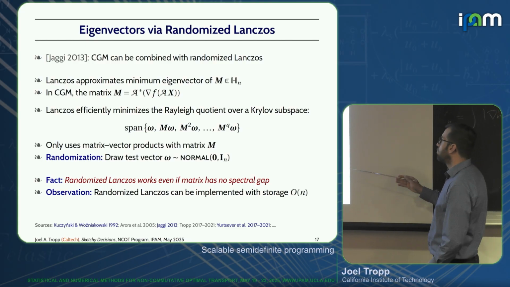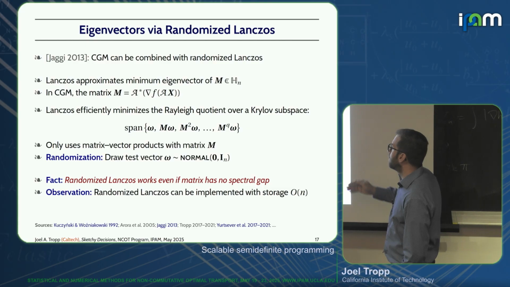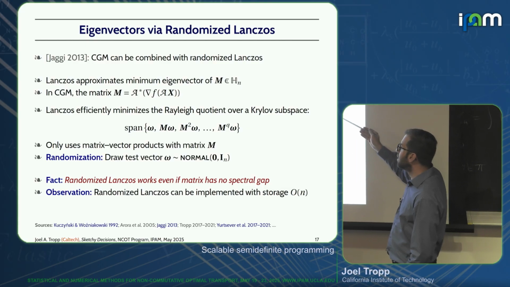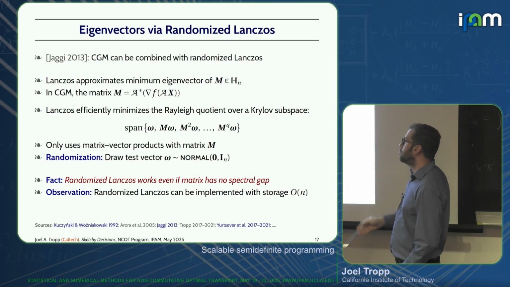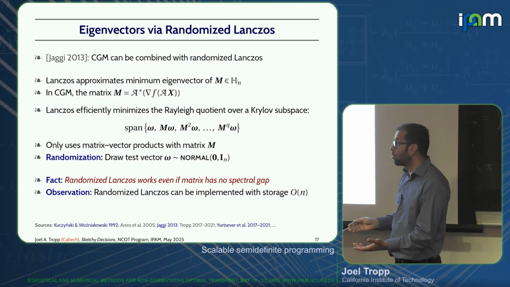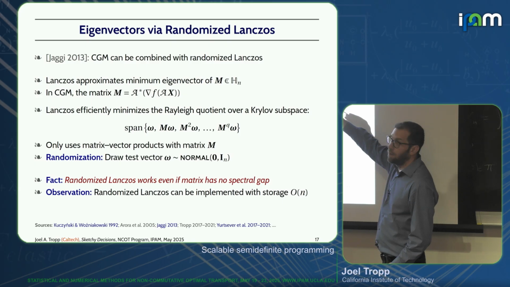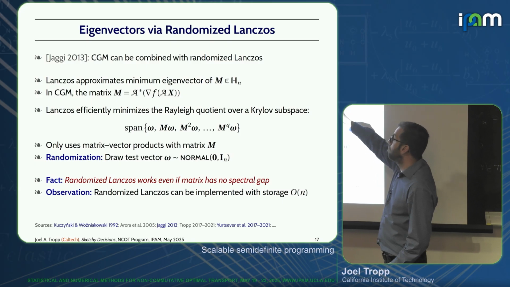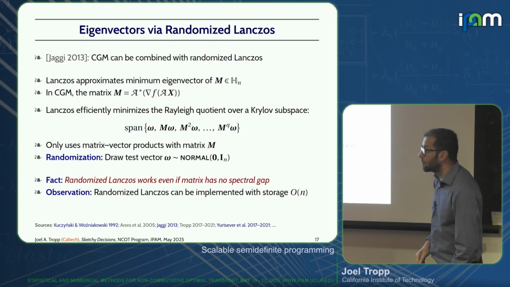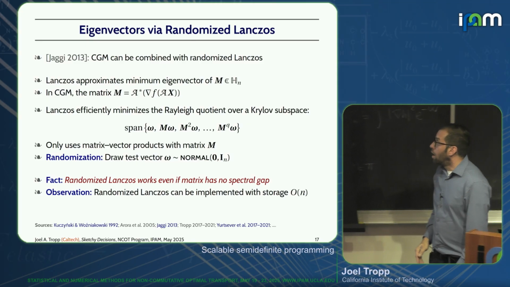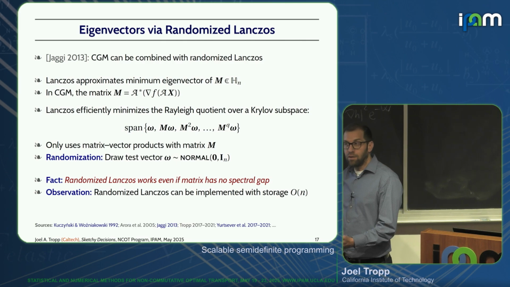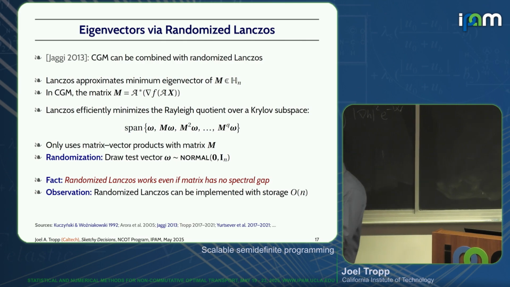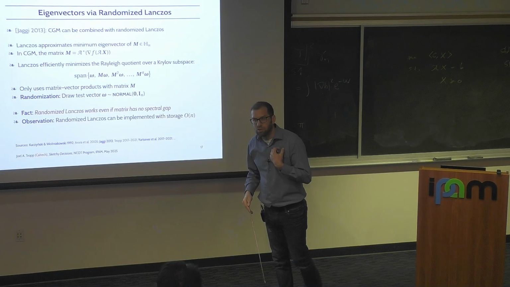And a key observation here is that this algorithm can be implemented with storage order qn, where q is the depth of the Krylov subspace. Okay? So you don't need a lot of storage to run this algorithm. You just need to be able to multiply this vector omega repeatedly into the matrix M. So Martin proposed that we should use this algorithm for that eigenvector computation, and so this avoids the n cubed costs that you were concerned about.